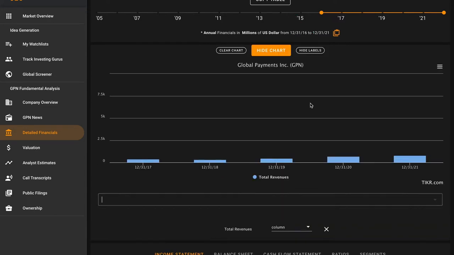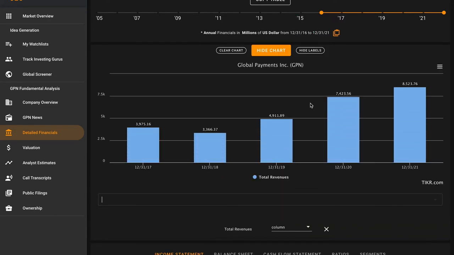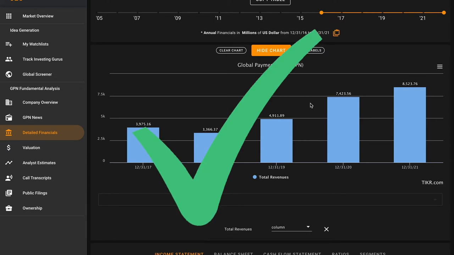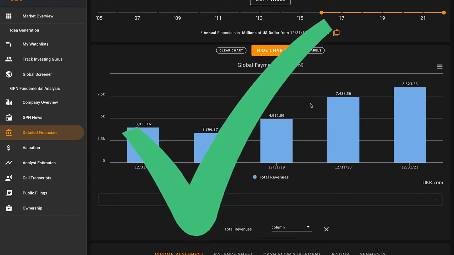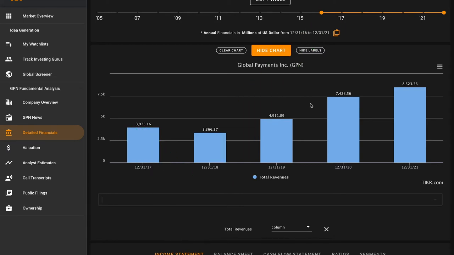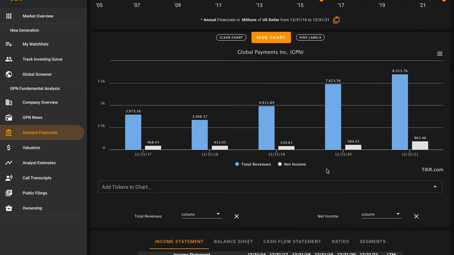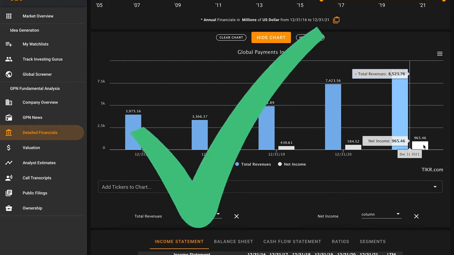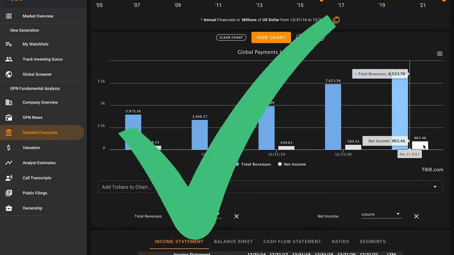Moving on to their income statement, pillar number three, we're looking for five-year revenue growth. This one's going to be a check. In 2017, they had about $4 billion in revenue, and that's more than doubled to $8.5 billion as of the end of 2021. Pillar number four, we're looking for net income growth. In 2017, Global Payments had net income of $470 million, and they more than doubled that to $965 million of net income in 2021. So back-to-back checks on revenue and net income growth.